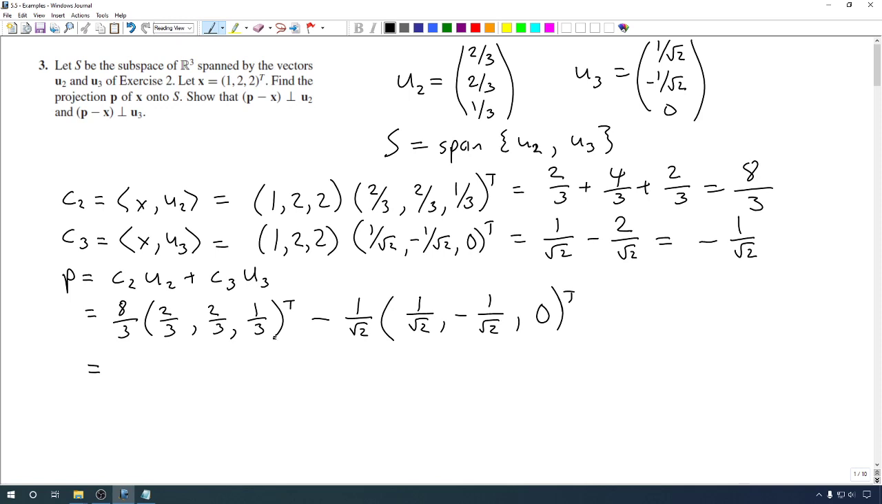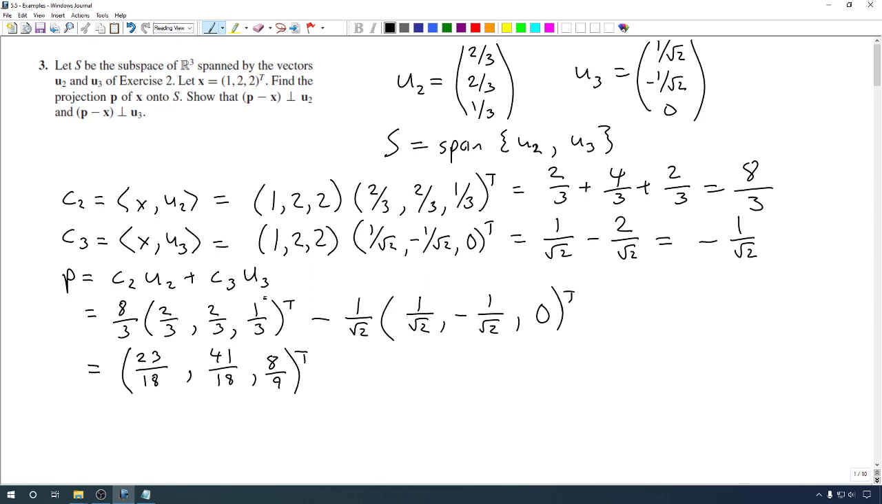We have 8/3 times 2/3 minus 1 over root 2 times 1 over root 2. So the root 2 here makes sure that we don't have to deal with any roots in the overall thing. So 16/9 minus 1/2 is 23 over 18. Then we have 16/9 plus 1/2, which gives us 41 over 18. And then finally we have 8/9 and no contribution from the other one. Alright, so this is our p.